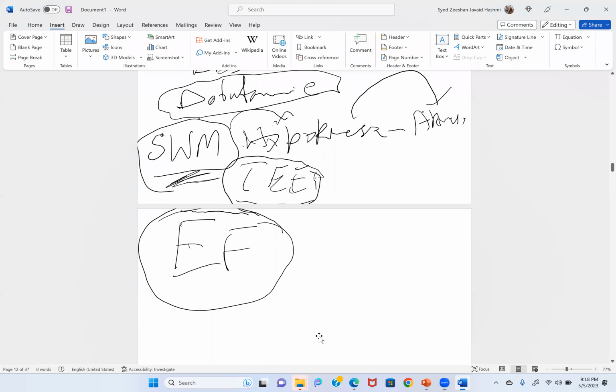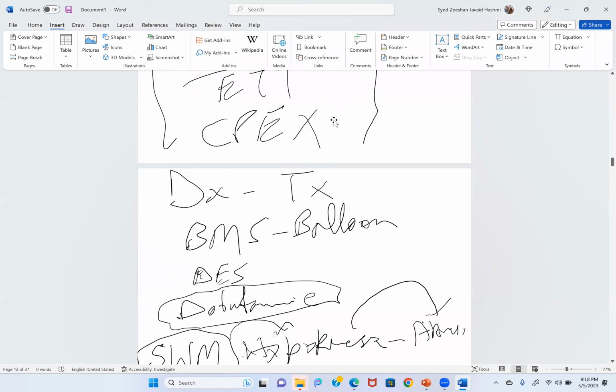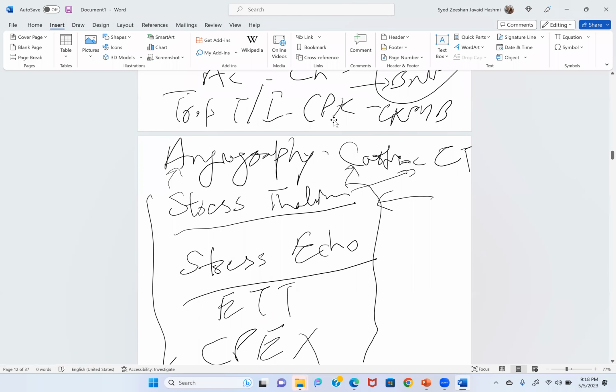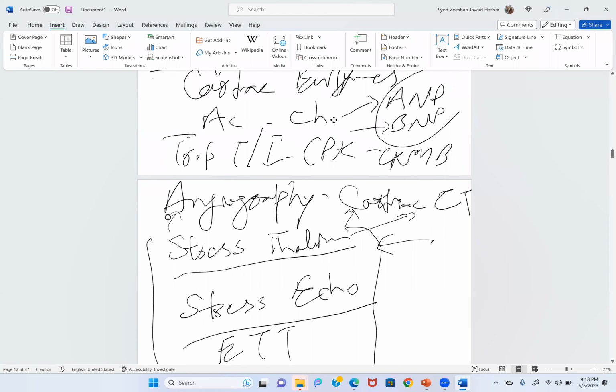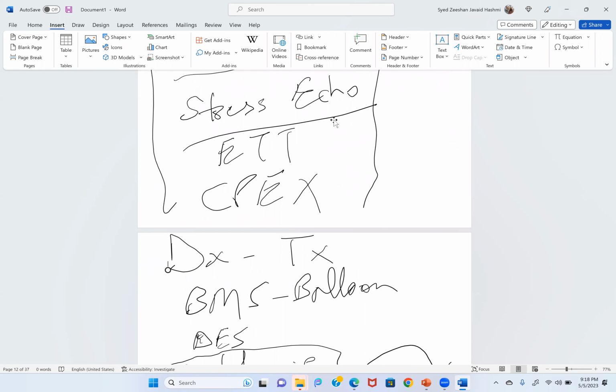Anyways, as I mentioned to you, this is the sequence of the things which you have to do. Okay, angiography, stress thallium, stress echo, cardiopulmonary exercise testing. I will request you to note down these words and have a look on Google about each of them. You will understand what is the utility of each of the investigations.